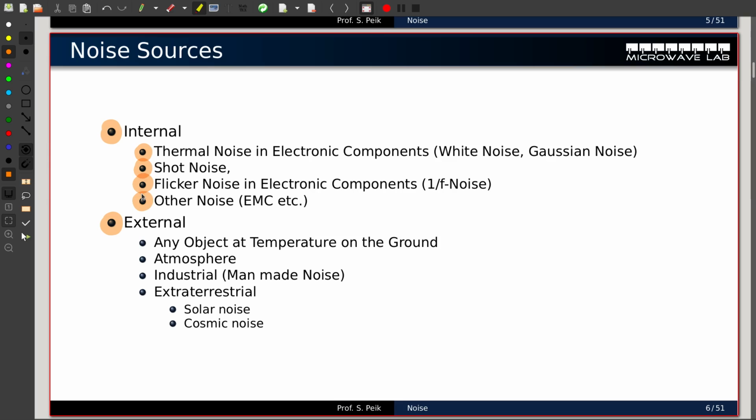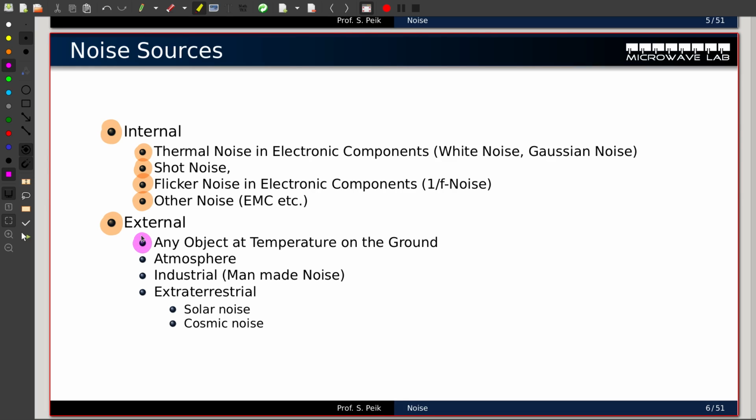electromagnetic interference, EMI or EMC. That's when you have in the receiver one signal that interferes with the other signal. That's also considered noise. In addition to my internal sources, which we have most control of, we also have external sources picked up by the antenna.